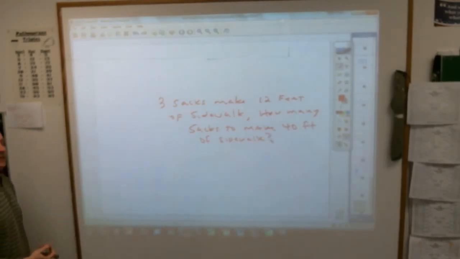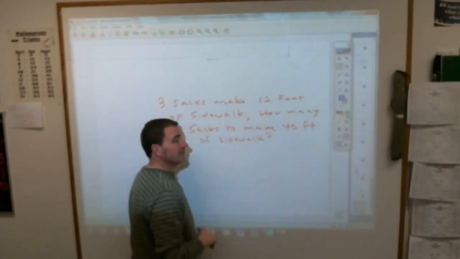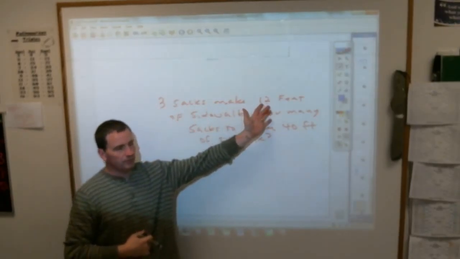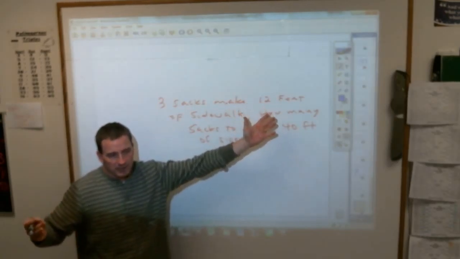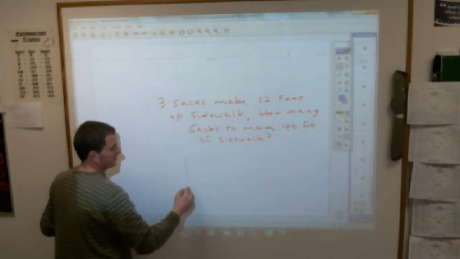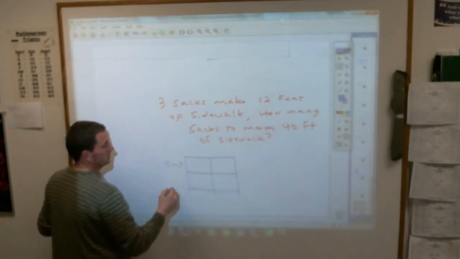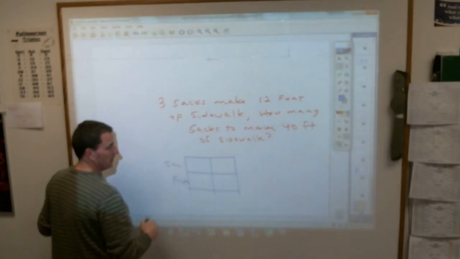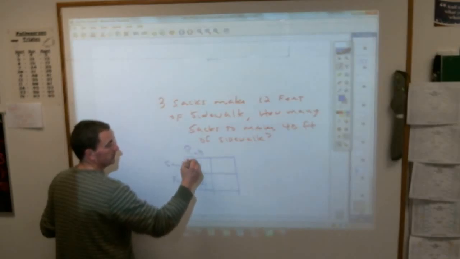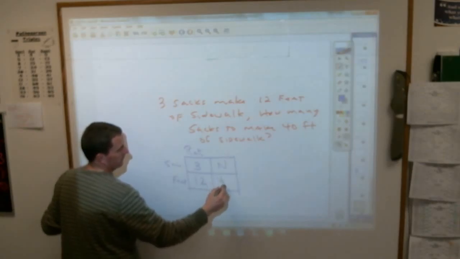And hopefully you can see, now notice it doesn't use the word ratio or proportion or any of that, but hopefully you can see that this is proportional. If 3 sacks make 12 feet, that's the ratio you're using. It's like when you make cookies. If 3 eggs make a dozen cookies, that's the ratio you're using. You are comparing sacks to feet of sidewalk. If 3 sacks make 12 feet, that's my ratio, my proportion. I don't know how many sacks it's going to take to make 40 feet.